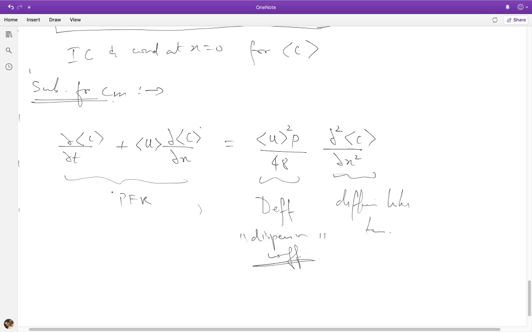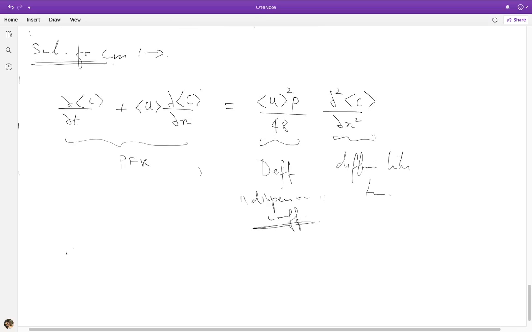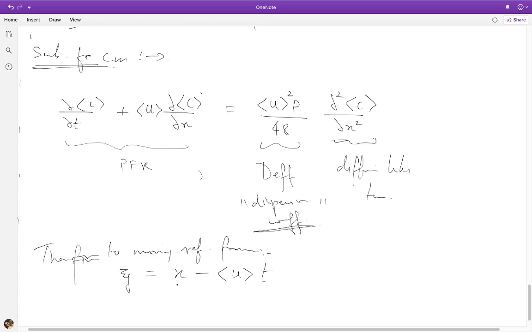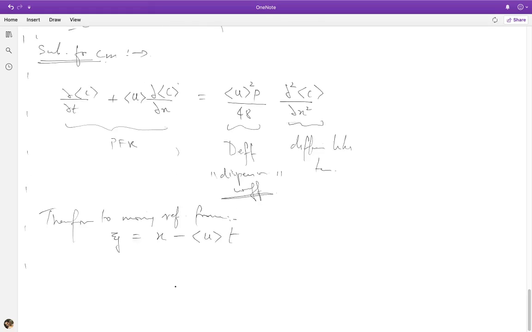But now to obtain a prediction, it helps to do a little bit more analysis. Like I said, the left hand side just looks like a PFR, and a PFR would just transport the mean concentration with the average velocity. So to see that explicitly, we make a transformation of variables. We introduce a new variable zeta, which is equal to x minus the average velocity times t. So we transform to a moving reference frame, and in the moving reference frame, my equations will change.